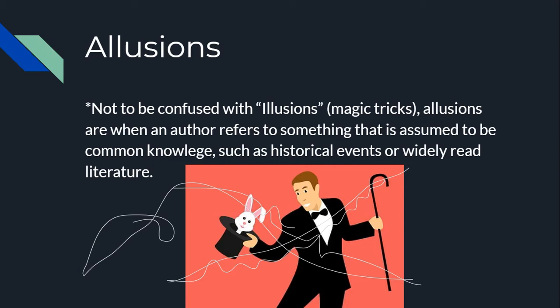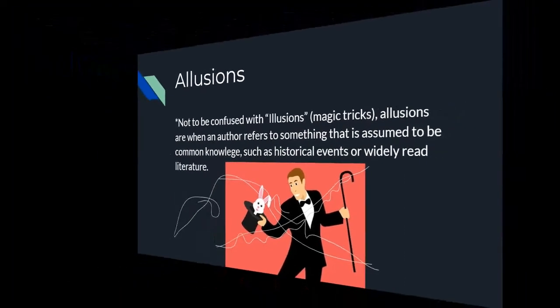Or widely read literature, such as Greek mythology or Red Riding Hood or the Bible. People will refer to those stories, or even popular movies like The Wizard of Oz, and they'll assume you already know what they're talking about. They might say, oh, he's just such a cowardly lion, assuming you've seen The Wizard of Oz or read the book, and you know what a cowardly lion is and what they're referring to.